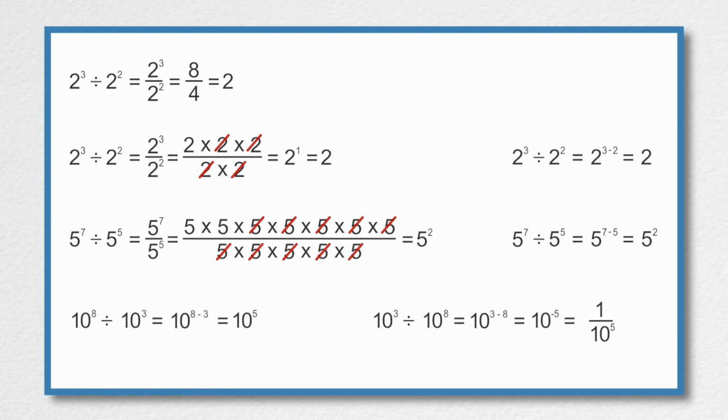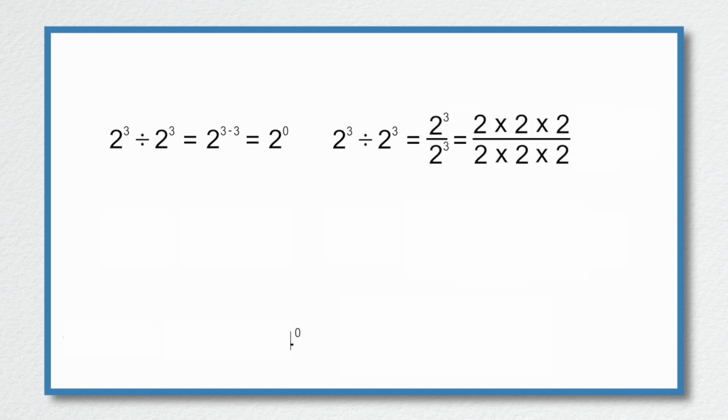Now I want to look at a special case. What if we had 2 to the power of 3 divided by 2 to the power of 3? Using what we've just done before, we'd have 2 to the power of 3 subtract 3, and this will give us 2 to the power of 0. Now we came across numbers to the power of 0 a bit earlier, and they were equal to 1. Well, why is this? 2 to the power of 3 divided by 2 to the power of 3 is the same as 2 to the power of 3 over 2 to the power of 3, which we can think of as 8 over 8, which is equal to 1.